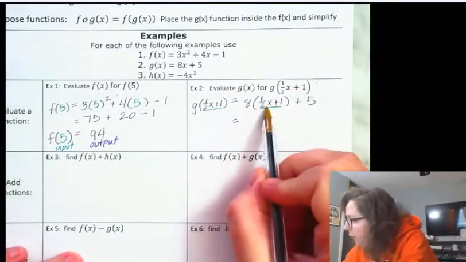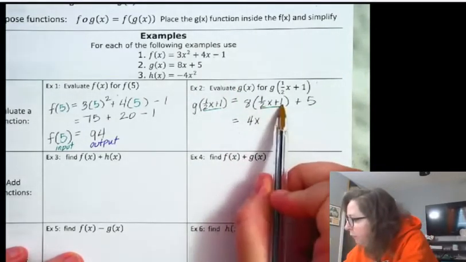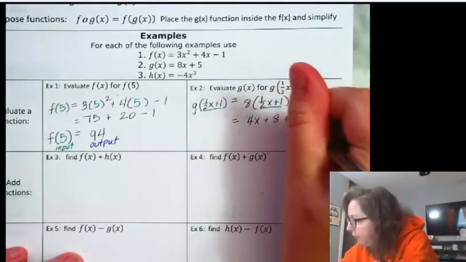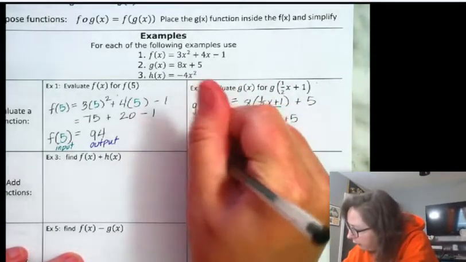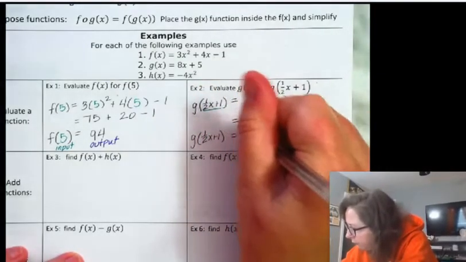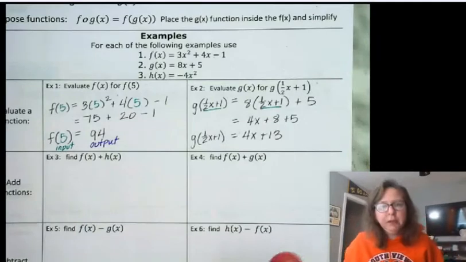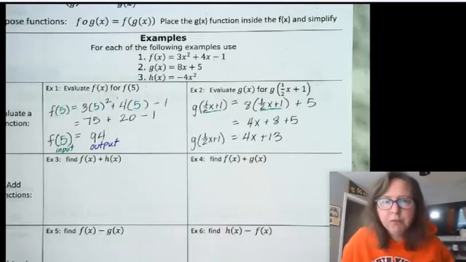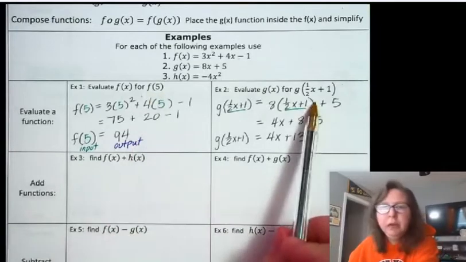So 8 times 1/2 x is 4x. 8 times positive 1 is 8. And now I'm going to bring down this 5. And so I end up with g of 1/2 x plus 1 equals 4x plus 13. And that's it. That's my final answer. Again, this is my input. This is my output, even though it's not a single number value. So that is evaluating functions with a number and with a binomial.